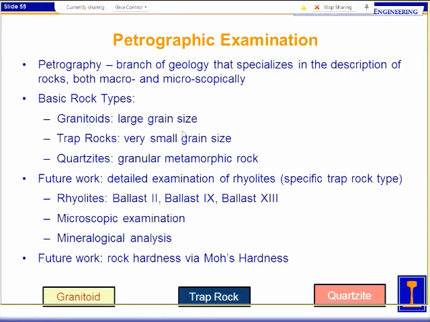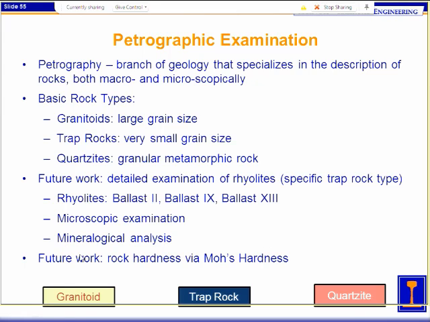Petrography, I should actually clarify, is a branch of geology that specializes in the description of rocks, both macro and microscopically. And as for future work, we are going to go a little bit more into petrography very soon. We're going to examine one class of rock called rhyolites, a specific trap rock type. We've got three of them, ballast 2, 9, and 13. And I'll go a little bit more into this. But we want to do a microscopic examination and specific mineralogical analysis of these. And we also, as I mentioned in the durability section, want to do rock hardness via Mohs hardness, which is not exactly qualitative, but it's not as quantitative as, say, Brinell hardness. But it's quick, and it's easy, and it's pretty accurate.